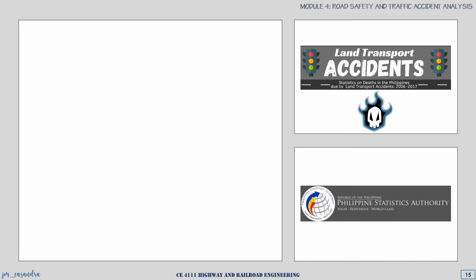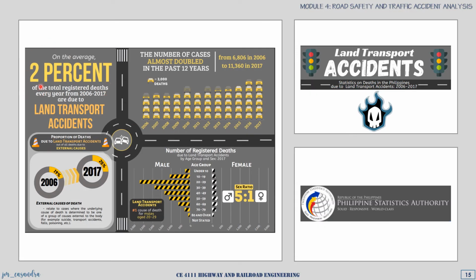So based on the statistics of the Philippine Statistics Authority or PSA, in 2006 to 2017, land transport accidents would have 2% on the average of the total registered deaths for the entirety of 2006 to 2017. Okay, so 2%. So medyo mataas pa rin yun. Okay, and then the number of cases from 2006 to 2017 would have doubled in value. So meaning, pataas ng pataas yung number of accidents natin.